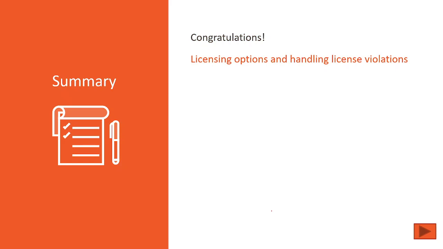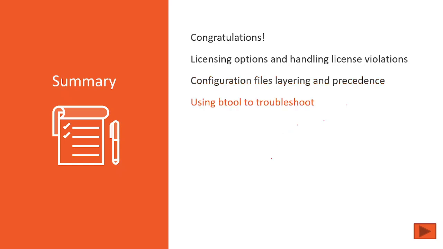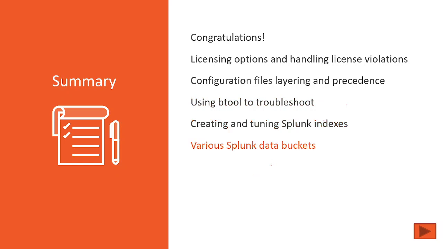First, we covered licensing options and how to handle license violations. Then we looked at the configuration files and what the precedence looks like. Then we covered btool as one of the functionalities for Splunk administrators, and how to make our jobs easier with btool in terms of troubleshooting. And then we looked at how to create various indexes, and how we can set data retention policies and security at the index level.